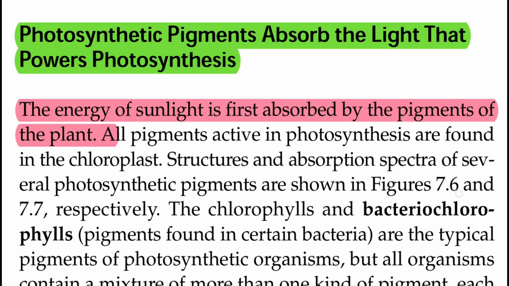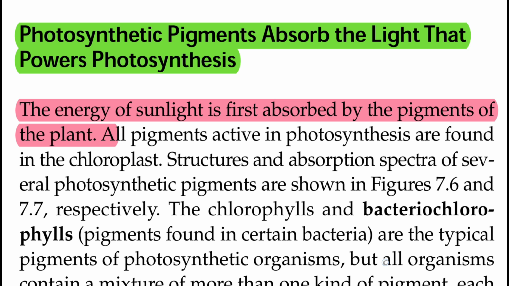with the help of the book. So, our topic is photosynthetic pigments absorb the light that powers photosynthesis. The energy of sunlight is first absorbed by the pigments of the plants. All pigments active in photosynthesis are found in the chloroplast. The structure and absorption spectra of several photosynthetic pigments we will see.